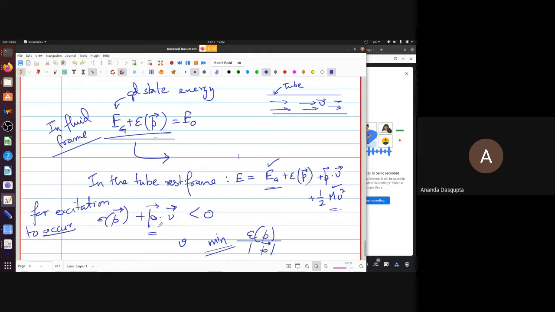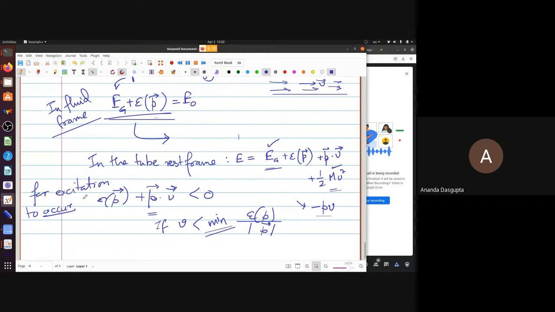What is the maximum possible magnitude of p dot v? P dot v is, of course, pv cos theta, right? So the least it can be is minus p times v. And so in order that this become negative, p times v has to be bigger than epsilon p, or v has to be bigger than epsilon p by p. So if it so happens that v is less than this minimum, then can you ever satisfy this condition?